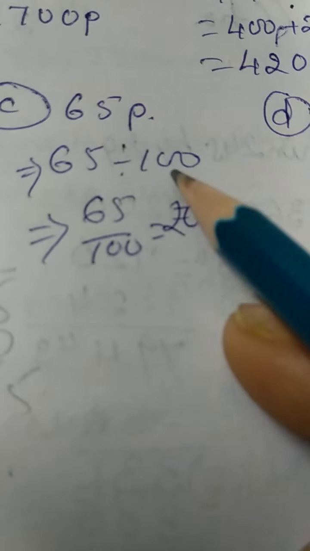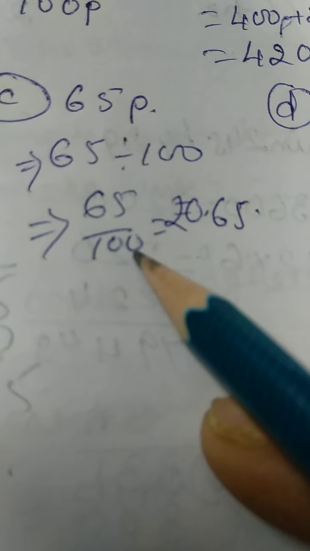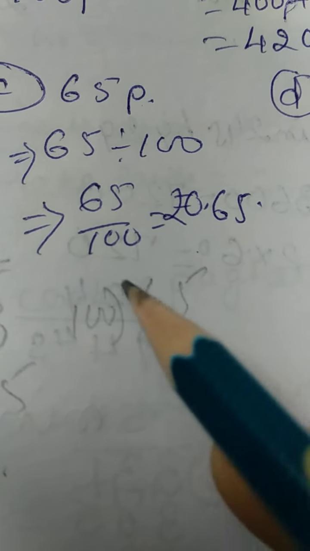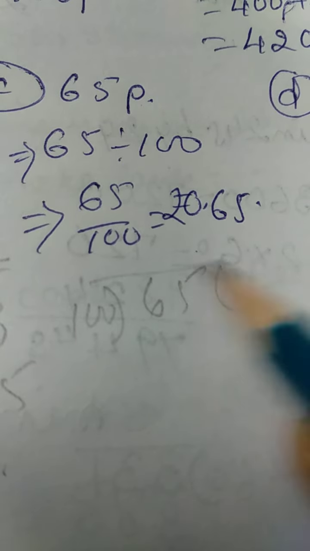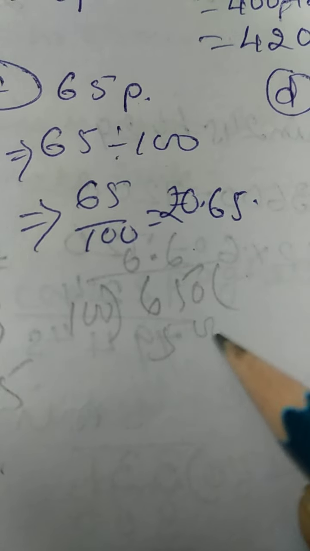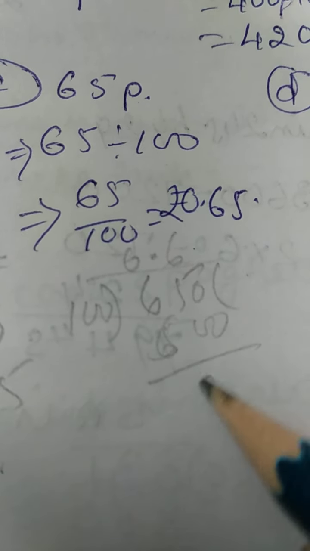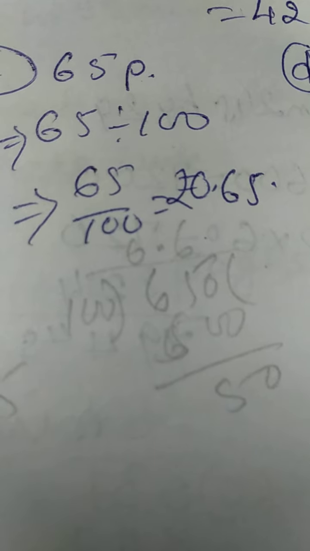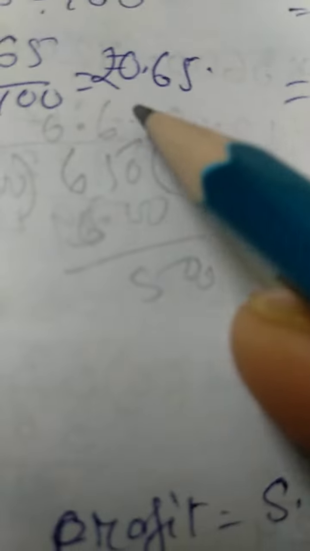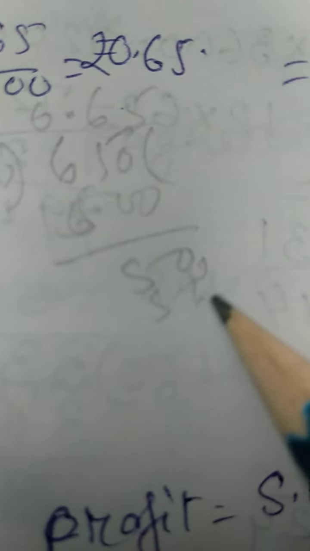65 paisa, I divide by 100 and I will get 0.65. 65 by 100, not going, so 0.06, 600, 50. As there is already a point, I can put a 0 here, and I can write 500, and I get 0.65.